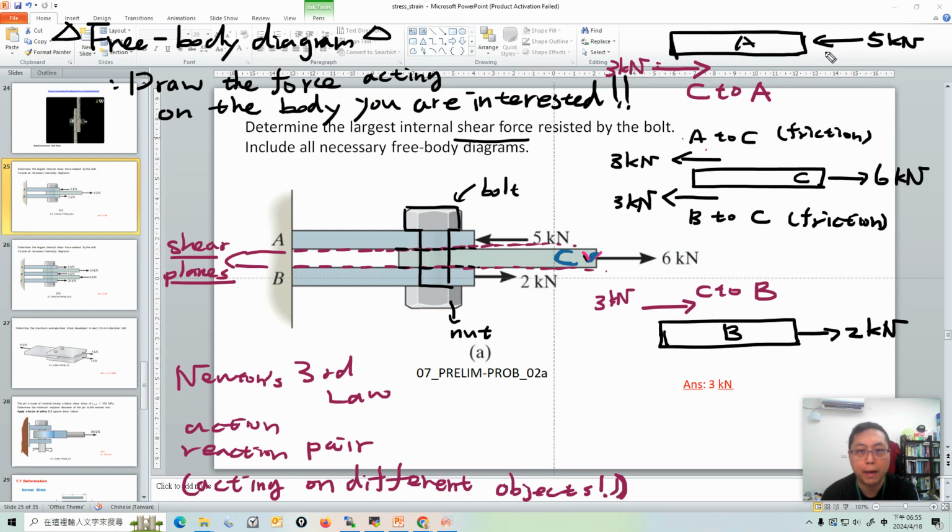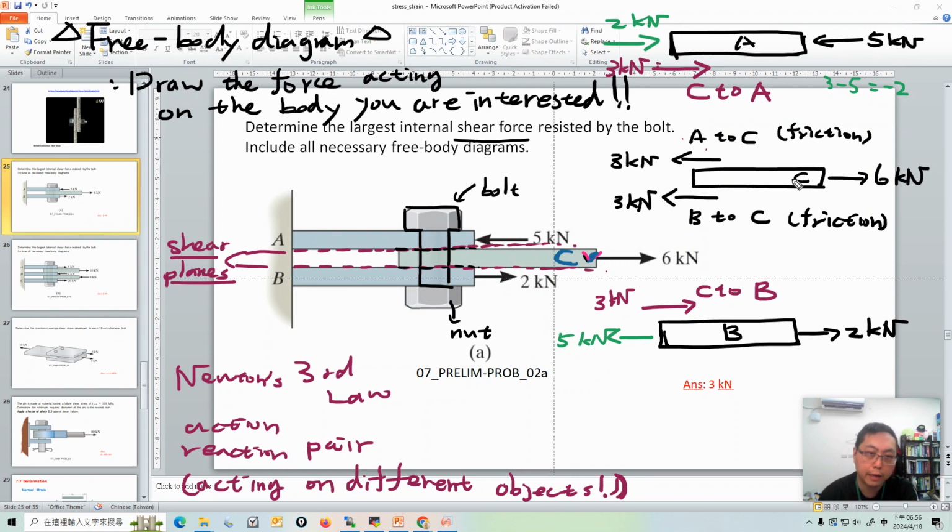The remaining balance force is 3 minus 5 equals minus 2. So there must be a 2 kilonewton force here to balance the system. And here there must be a force acting on B to balance the system. I think it's 5 kilonewton to the left to balance the whole system. So we finish the free body diagram on these 3 parts. Now, determine the largest internal shear force. Which is the largest internal shear force?